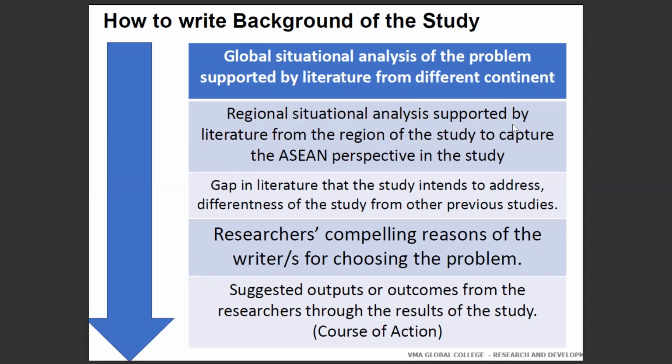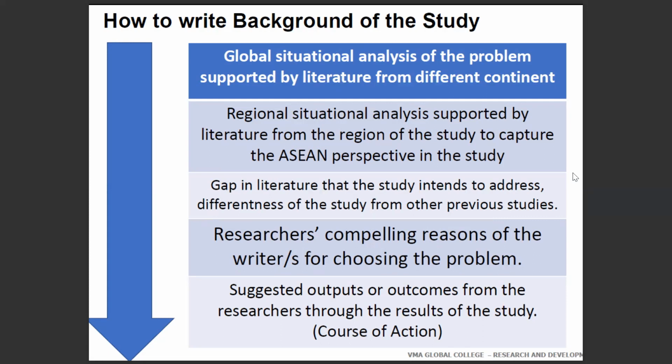The next part would be the regional situation analysis, supported by literature from the region of the study to capture the ASEAN perspective. So this may include the Philippines and also our neighboring countries, such as the Southeast Asian countries, Japan, China, Korea, and the Asian continent. The next part must be the gap in literature that the study intends to address, the difference of the study from other previous studies.